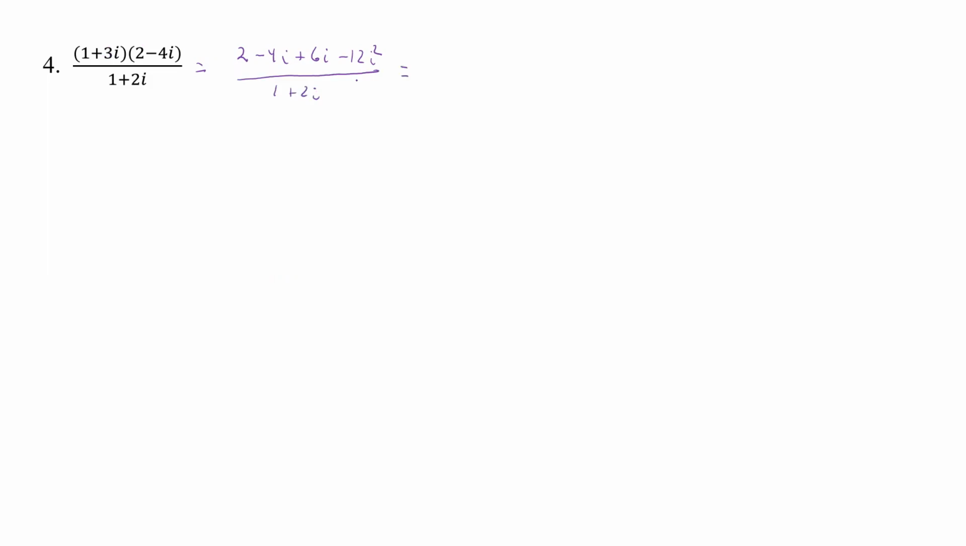Now simplifying, we have 2 plus 2i when we add those two together, and then minus 12 times a minus 1, all over 1 plus 2i. So minus 12 times minus 1 is positive 12. So 12 plus 2, so it's going to give us 14 plus 2i over 1 plus 2i.